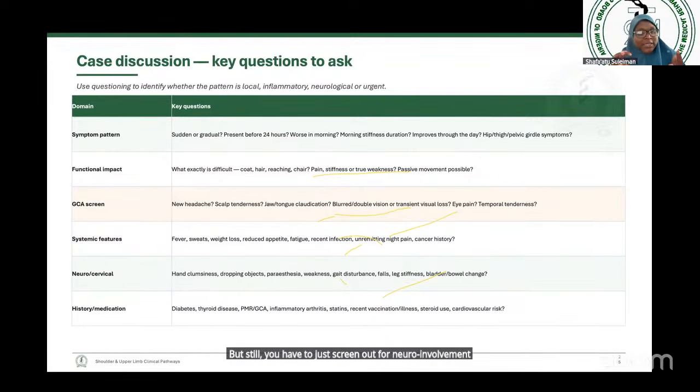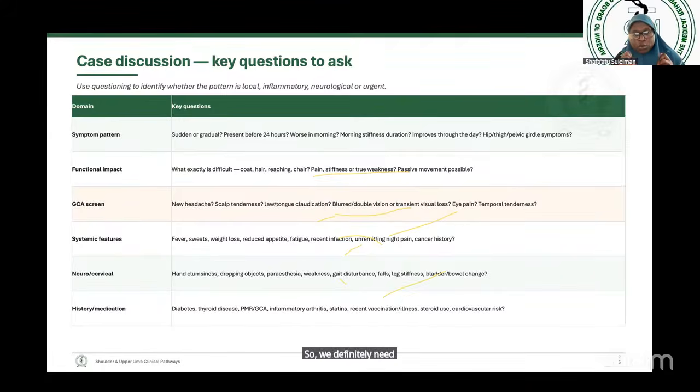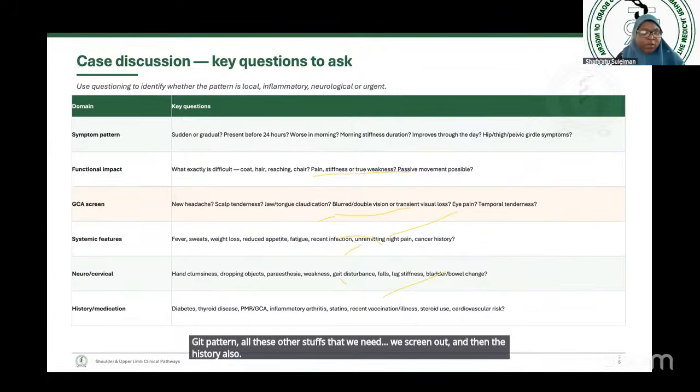Hand clumsiness in case of myelopathy, dropping things. Usually we see the symptoms more in the hands, so we definitely need to screen for that. Paresthesia, weakness, any gait disturbance, falls, leg stiffness, bladder and bowel changes, gait pattern: all these are things that we need to screen out.